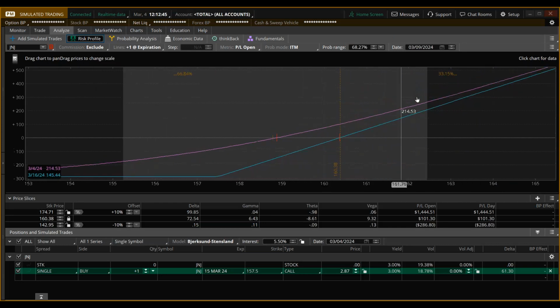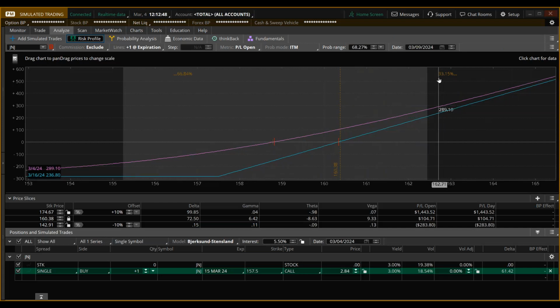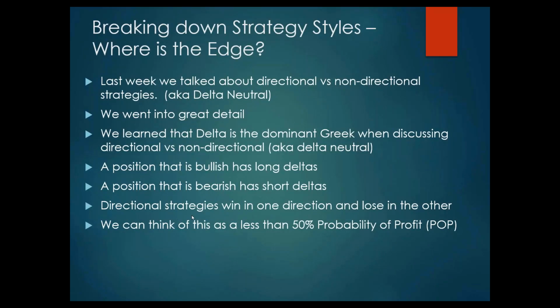as illustrated and calculated by the thinkorswim software says that there's a 33% chance of profit above this line if you held this strategy all the way to expiration. There's a 67% probability that you would lose money if held to expiration. That's why I say we can think of directional strategies as having generally less than a 50% probability of profit.